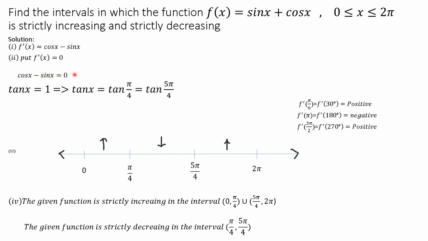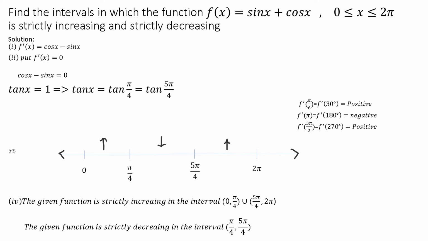In the next step, cos x is equal to sin x, or sin x by cos x is equal to 1. Are you following? Sin x by cos x is tan x, equal to 1. It implies tan x is equal to 1. For what values of x is tan x equal to 1? You will get so many points, isn't it? But here you should take the points in this interval 0 to 2 pi.